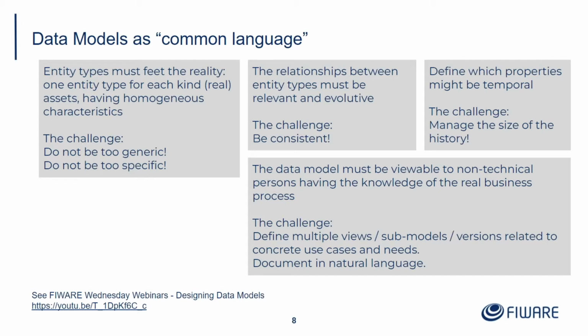So to come back to the presentation, one of the first important approaches for us is to consider that the data model and then the entity types must really fit the reality. So it means that we try to define one entity type for each kind of asset. With this difficulty to identify a homogeneous set of characteristics, and of course the challenge is not to be too generic, but also not to be too specific. So it's a matter of also experience and knowledge of the use case.